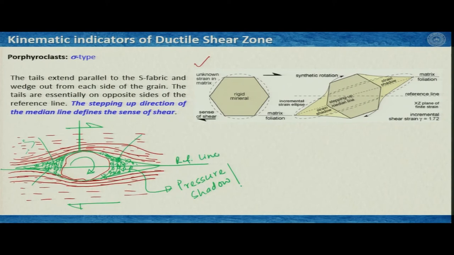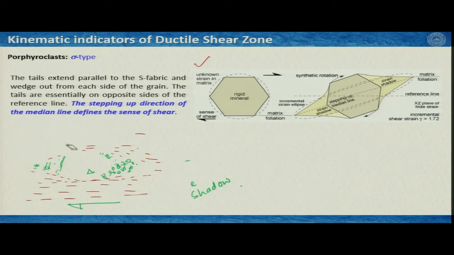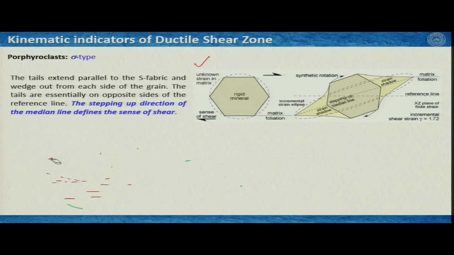And if it is not symmetric, then we can have two possibilities. One is the sigma type, which we are learning in this slide, and after a few slides, we learn another type of asymmetric tail structure, which is delta. So this is how it happens. Now, coming back to this sigma structure, we figured out that sigma structures are asymmetric structures, and the tails generally do orient themselves along the S fabric.